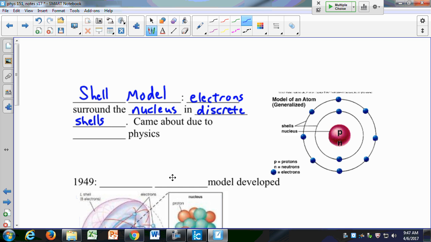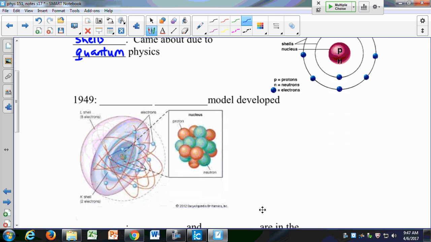And this came about due to quantum physics. They did a lot of experiments with atoms and studying. They would do things like shoot X-rays at atoms and figure out what the X-rays were doing when they would go through the atoms. And then in 1949, you have the nuclear shell model.